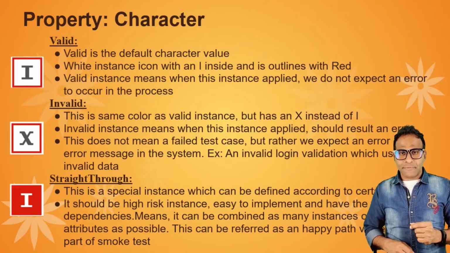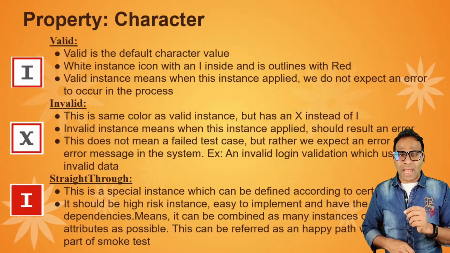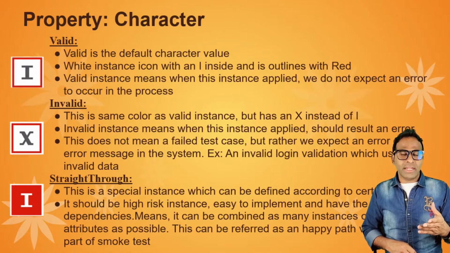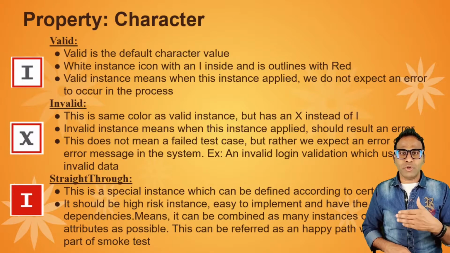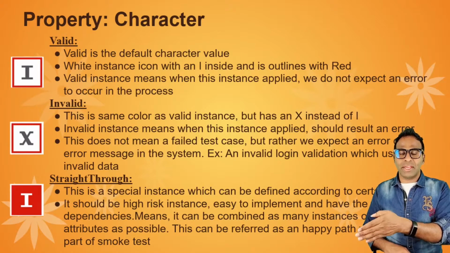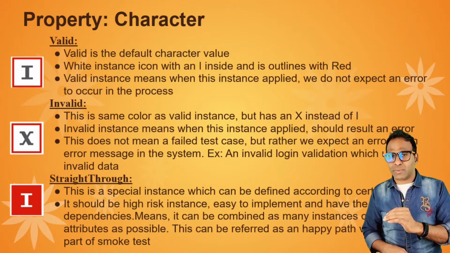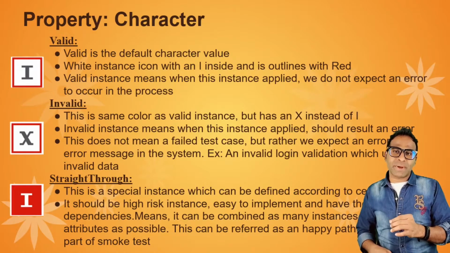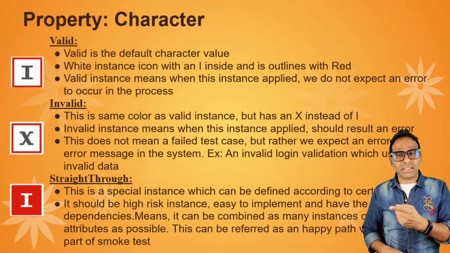For example, when you are testing your login functionality, you write test cases for valid user credentials, and also test cases for invalid user credentials. Whenever you provide an invalid username, you expect a certain error message. Whenever you provide an invalid password, you expect an error message. So the invalid username and invalid password are invalid instances. That's the reason you expect an error message, but it does not mean the test case failed. My test case still passes.